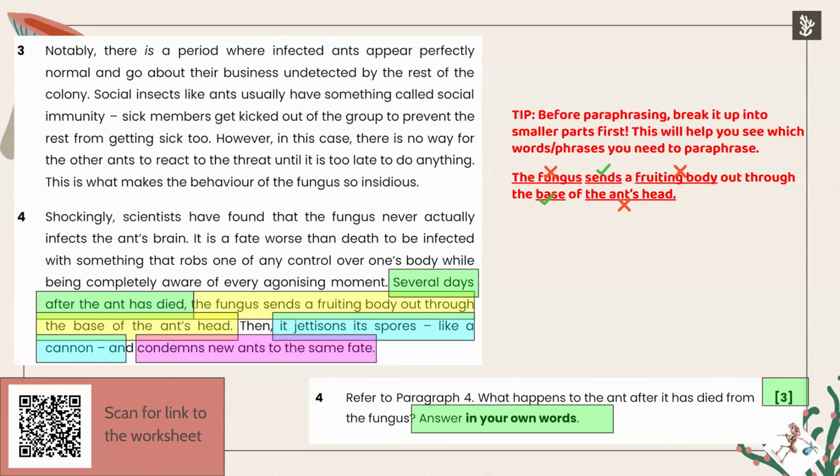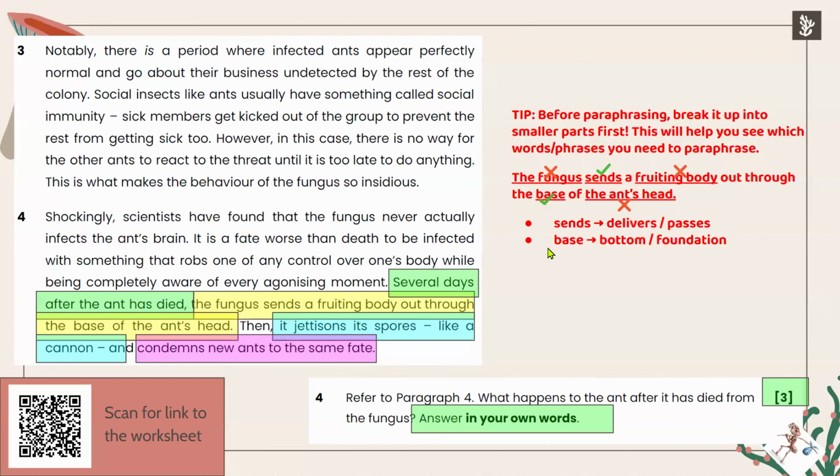Same for your summary. If the word appears inside the summary question, right? Identify the pros and cons of drinking coffee. Don't need to paraphrase drinking, don't need to paraphrase coffee. Do you see what I mean?